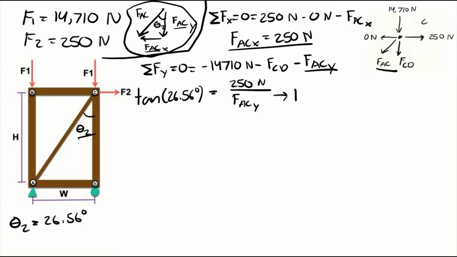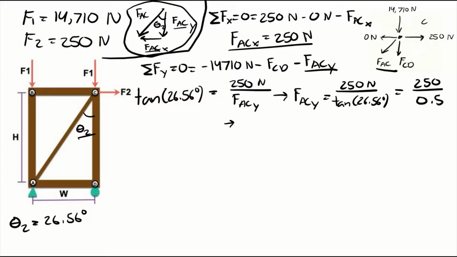This makes it so F sub ACY is equal to 250 newtons over the tangent of 26.56 degrees. And the tangent of 26.56 degrees is just 0.5, which makes it so F sub ACY is equal to 500 newtons.